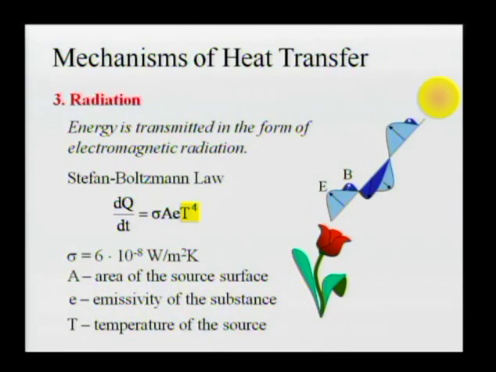So actually you can see that, because our temperature is relatively low, the rate at which we emit thermal energy is relatively small. However, the sun has a much higher temperature, and therefore the rate at which energy is being transferred from the surface of the sun is much higher.